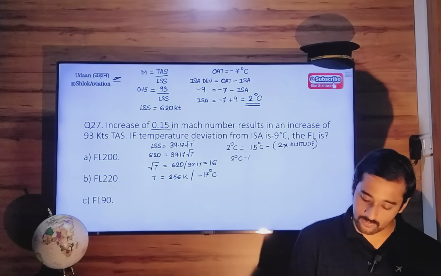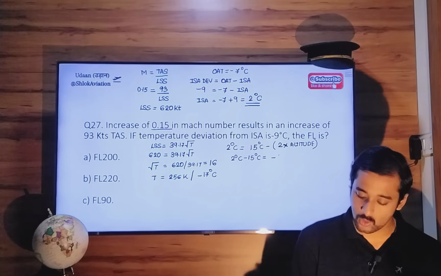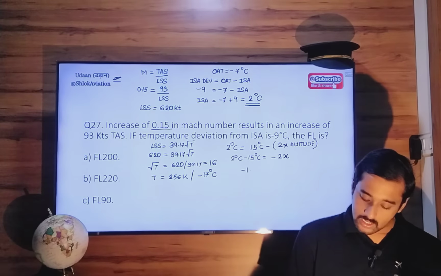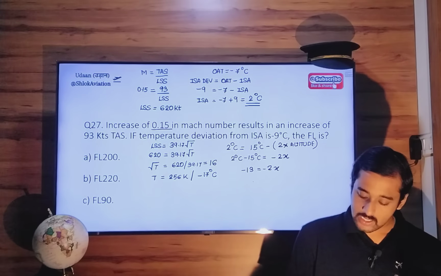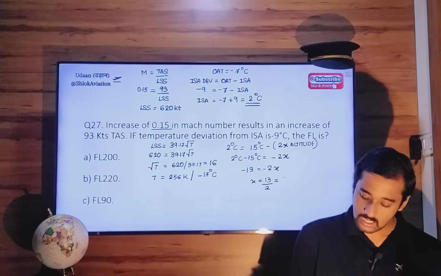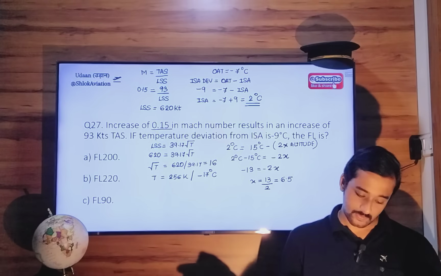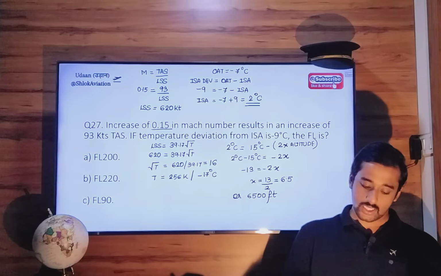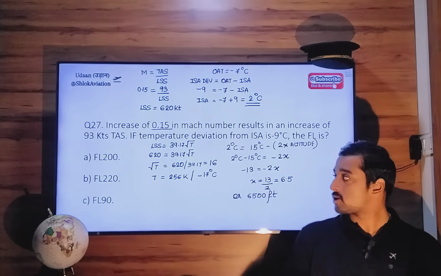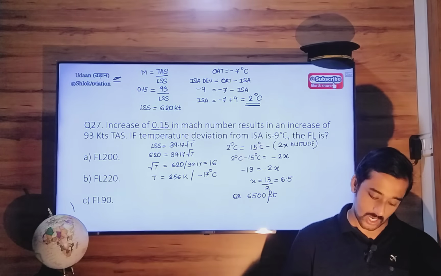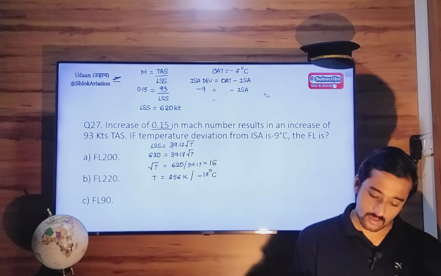So degrees Celsius minus 15 degrees Celsius equals minus 2x, where x is the altitude. So minus 13 equals minus 2x, x is equal to 13 by 2, that is 6.5, or 6,500 feet. Now the closest option here is 9,000. So I'll select that option, option Charlie.